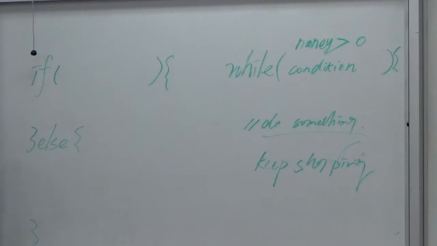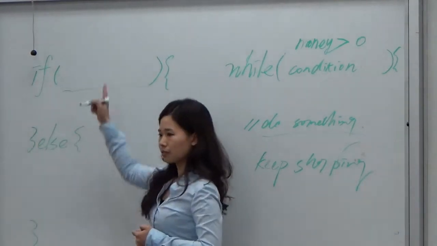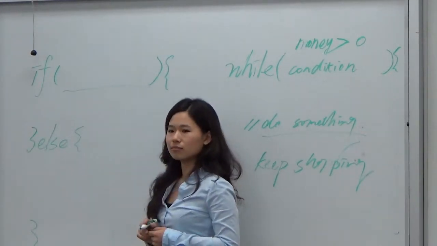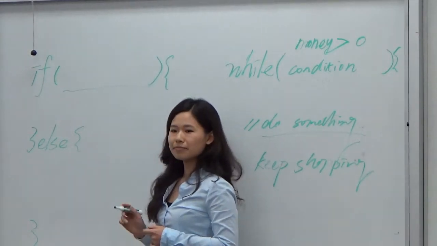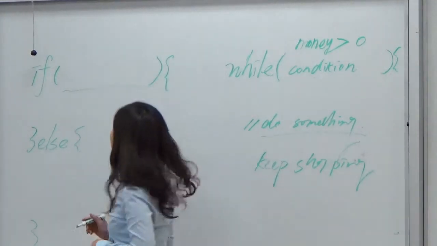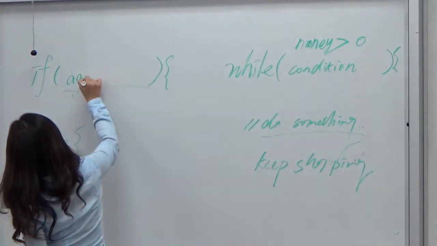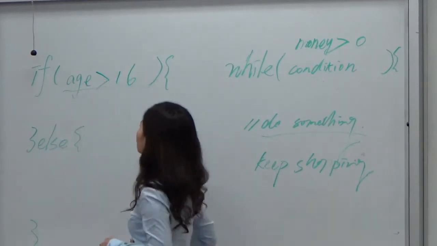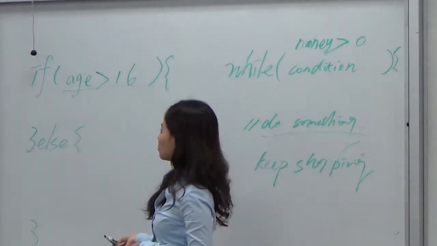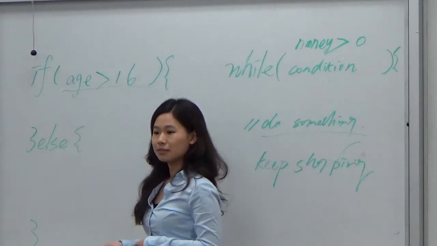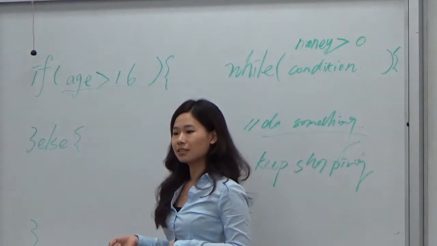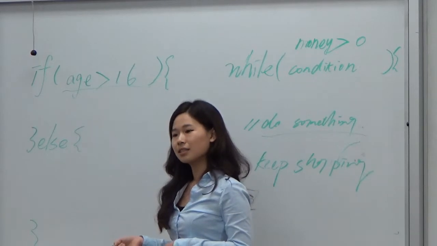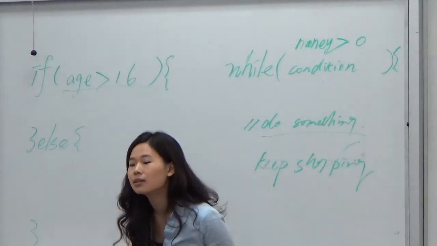So in this if-else statement, what would you do in the condition here? Anyone? If age is greater than 16, and then? Age is greater than 16. System out that you can drive.